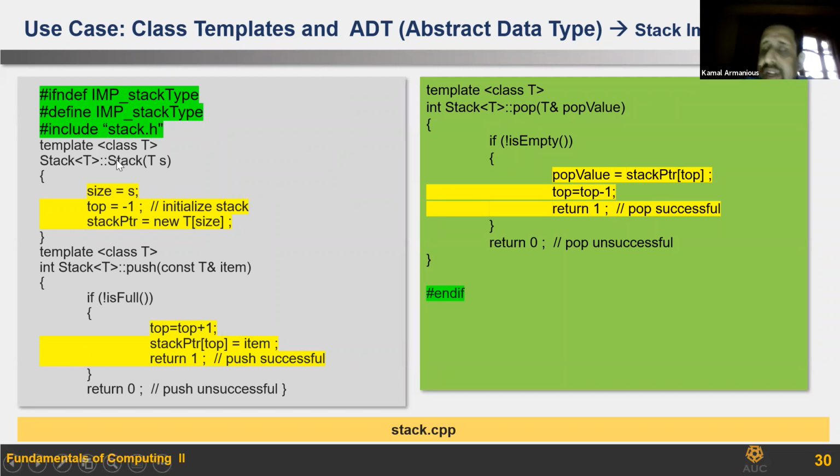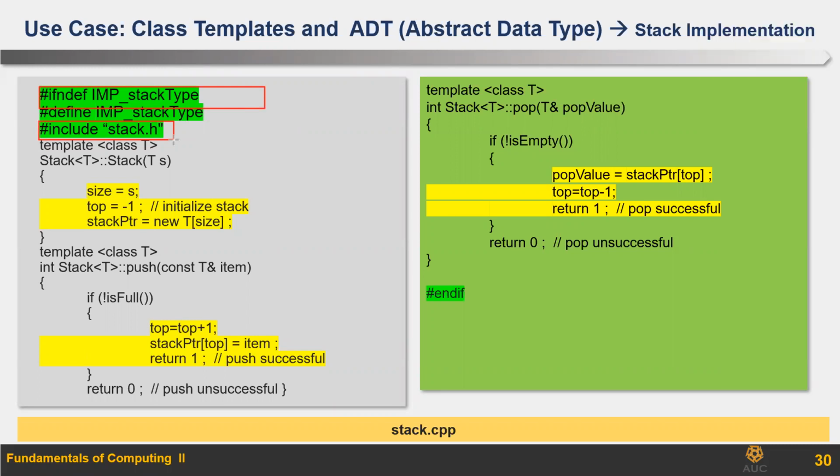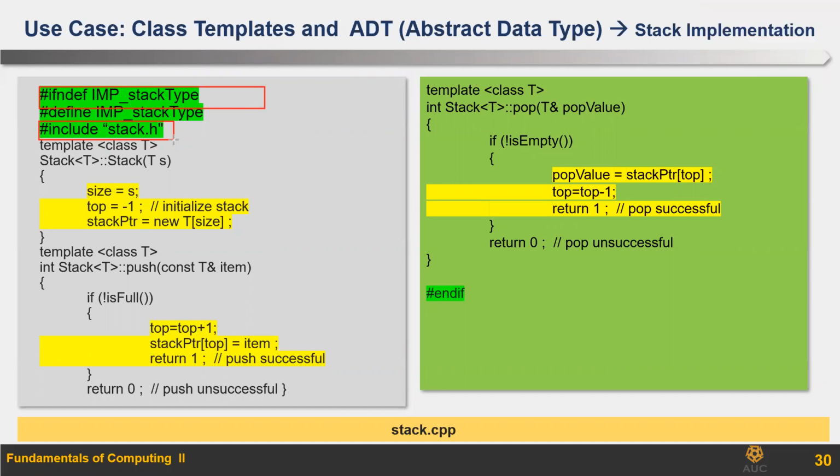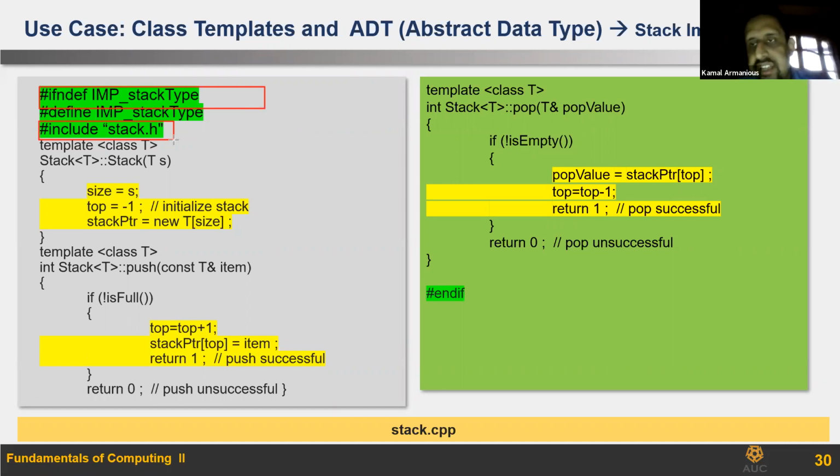This is the implementation file, and other than a header guard, there is this. What does this mean, ya jama'a? We are including the header file. And what does the header file contain? It simply contains the definitions of the functions and the variables. Okay?